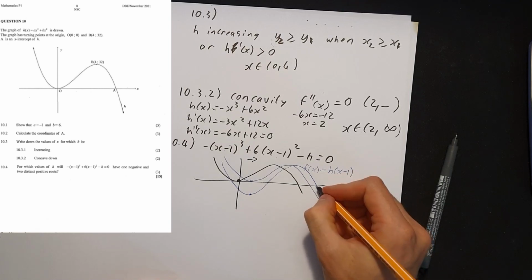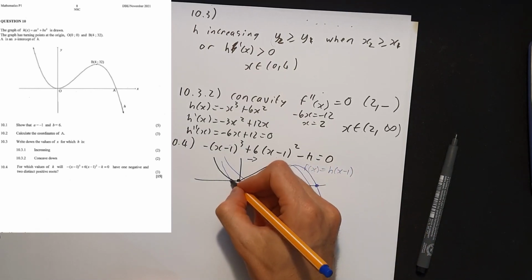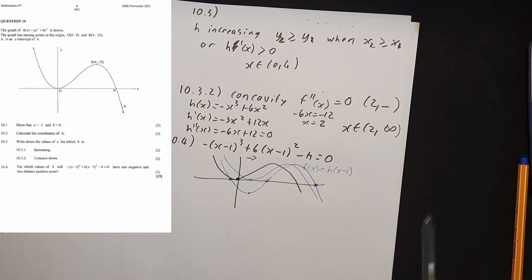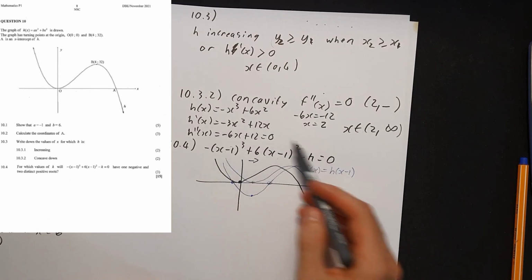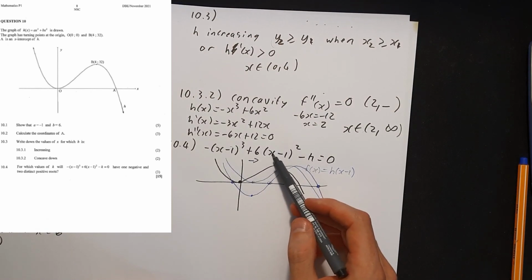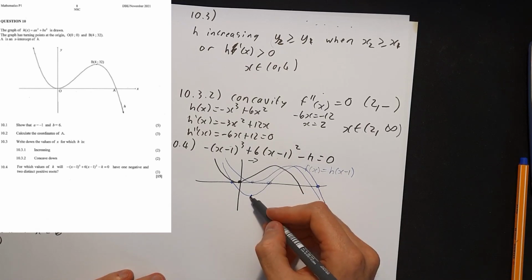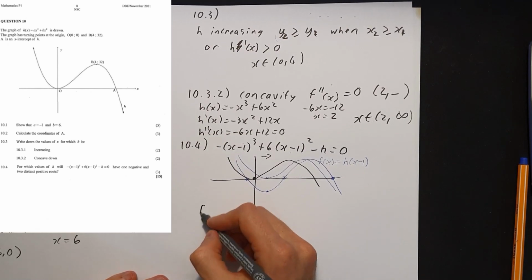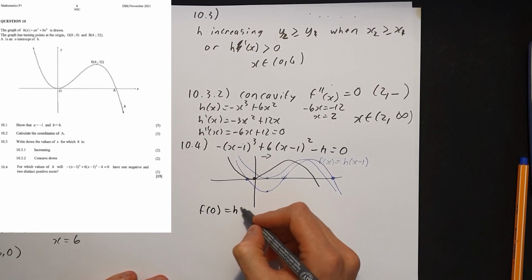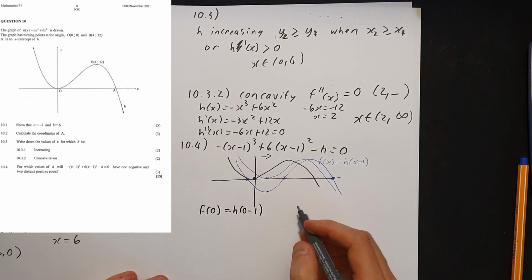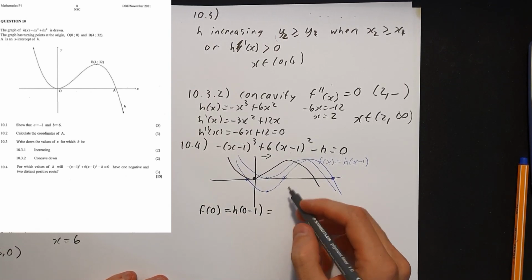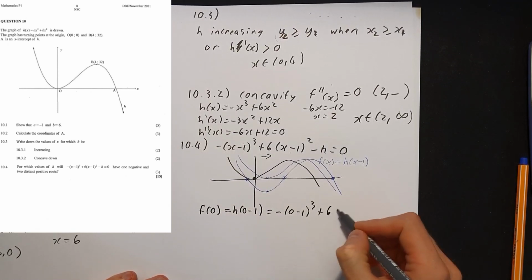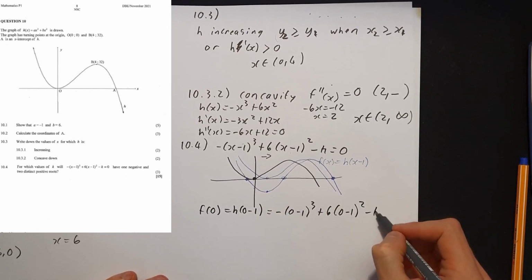Then we have another positive root there, positive and negative. So how do we solve for this? If we make the x value equal to 0, we can then solve for y values, because we need to find this intercept. So we want to find f of 0, which equals h of 0 minus 1. We plug 0 into wherever you see x: minus 0 minus 1 cubed plus 6, 0 minus 1 squared minus k.